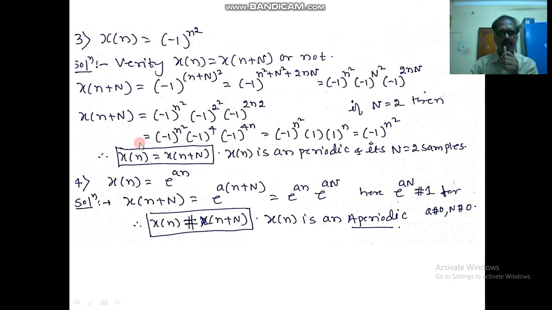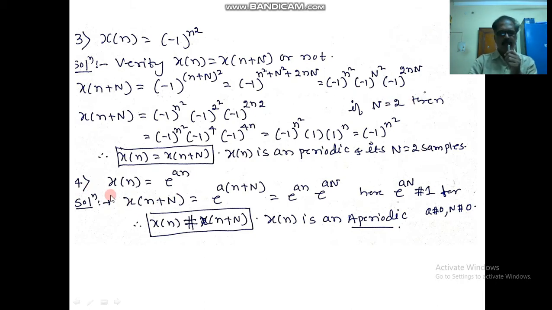Therefore x of n plus capital N is equal to x of n. Here I wrote (-1) to the power of n square, this is (-1) to the power of 2 square, (-1) to the power of 2 into n. So I substituted the value of capital N and found x of n equal to x of n plus capital N. Therefore x of n is a periodic signal and its fundamental period capital N equals 2 samples.